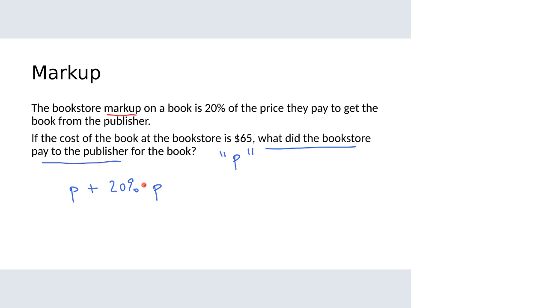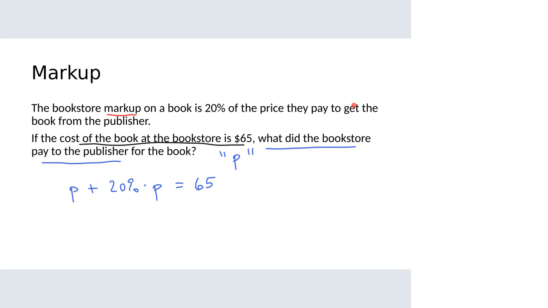And then after they've done that, right? So they get the book, they paid this much for it. They add their 20% of the price as a markup. And then once all that's done, the cost at the bookstore for the person who's going to buy it is $65. And so we can say that, okay, we take whatever they paid to the publisher, we add 20% of that on top, and then when that's all done and they put it out there for sale, the cost is $65.